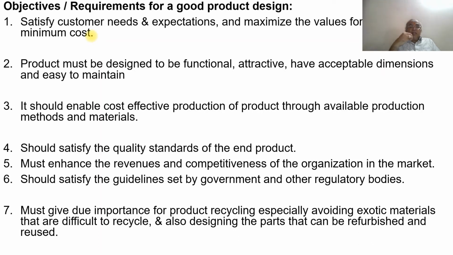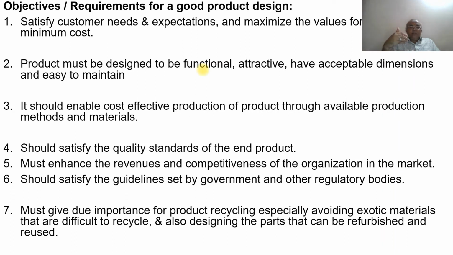Product must be designed to be functional, attractive, have acceptable dimensions, and be easy to maintain. So that means the product should satisfy the functional requirement of the customer, it should be attractive, it should have acceptable dimensional standards, and it should be easy to maintain, because once the product is manufactured and delivered, it's not the end of it, but the beginning, because we need to maintain it periodically. So we want to have maintenance, and for that you should have an easy maintenance approach.